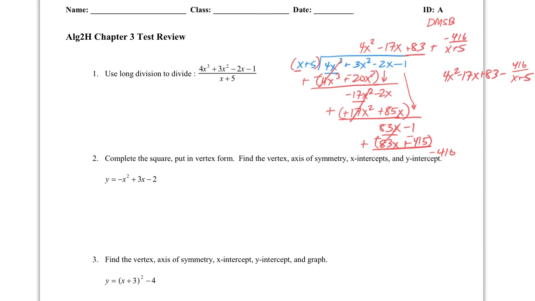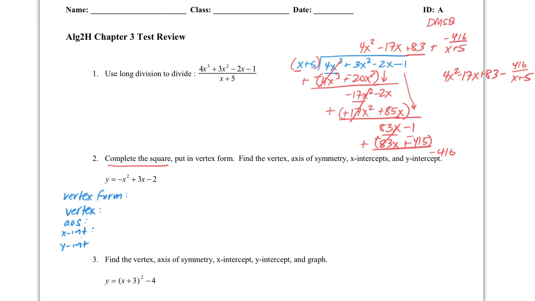The second one asks you to complete the square, put it in vertex form. We are going to expect you to complete the square. You cannot skip that step. And then from there, you're going to find the vertex, the axis of symmetry, the x and the y intercepts. So you know we're looking for the vertex form. We're looking for the actual vertex. We're looking for the axis of symmetry. We're looking for the x-intercepts. And we're looking for the y-intercepts.